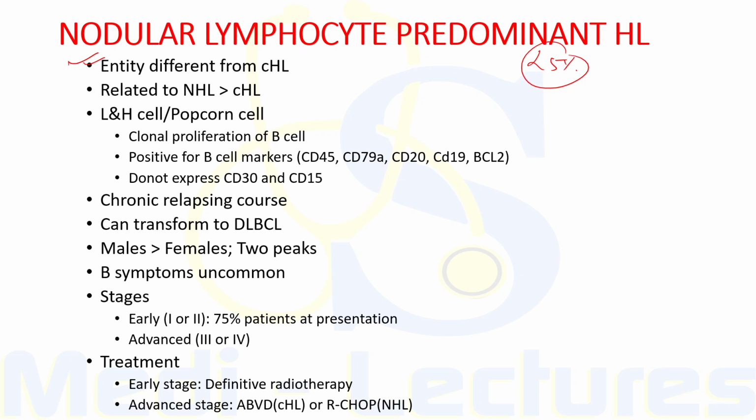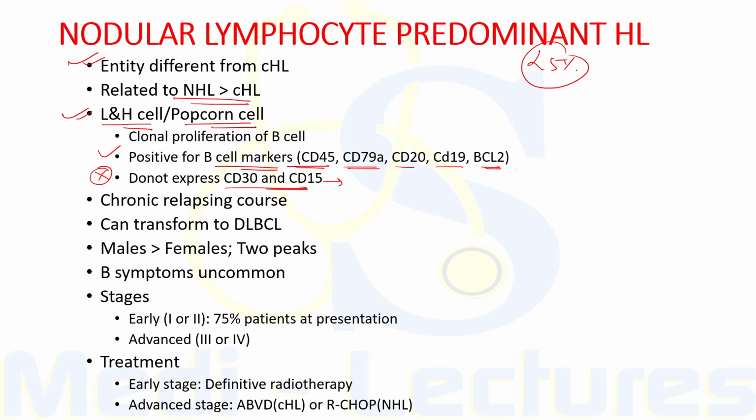Now, NLPHL has a number of characteristics that suggest that it is related to non-Hodgkin lymphoma more than classical Hodgkin lymphoma. The characteristic cells we have already discussed. These are lymphocytic, histiocytic cells or popcorn cells, which are clonal proliferation of B cells. These have positive B cell markers in contrast to the Reed-Sternberg cells. These B cell markers include CD45, CD79A, CD20, CD19, BCL2, and these do not express CD30 and CD15, which are expressed on Reed-Sternberg cells.